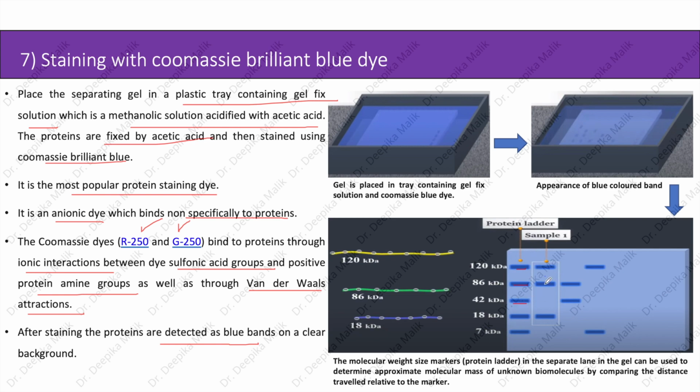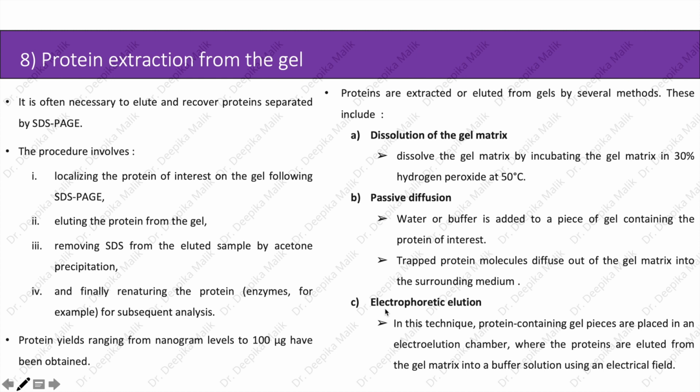After visualizing the protein, it is often necessary to elute and recover proteins separated by SDS PAGE. The procedure involves localizing the protein of interest on the gel following SDS PAGE, then eluting the protein from the gel, removing SDS from the eluted sample by acetone precipitation, and finally renaturing the protein, enzymes for example, for subsequent analysis. Protein yields ranging from nanogram levels to 100 micrograms have been obtained.